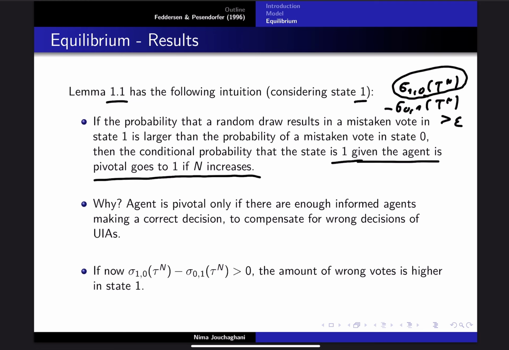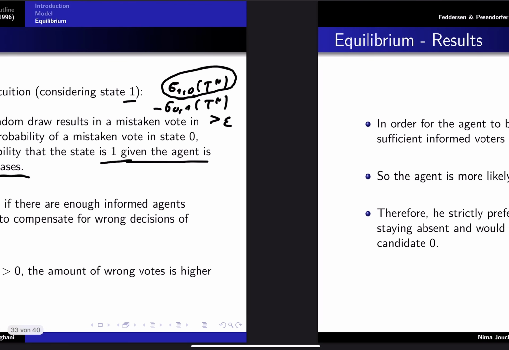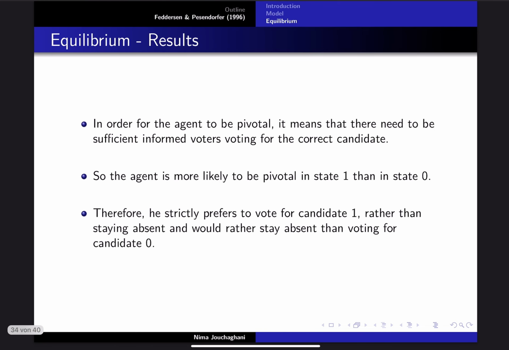And now if we increase the amount of agents more and more, I become more and more certain that the state is 1 if I am pivotal, because more and more informed agents are actually needed for me to be pivotal. If you increase the amount of agents more and more, this basically gives you certainty. So this is why we consider large elections, and that's an interesting result actually, if you think about it.